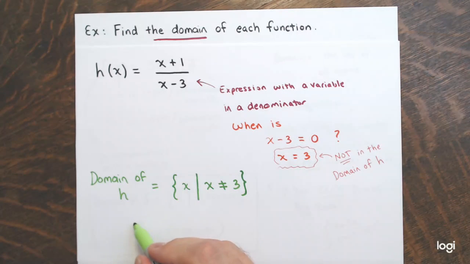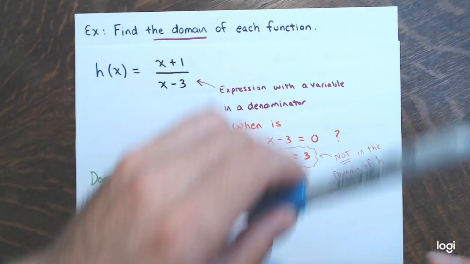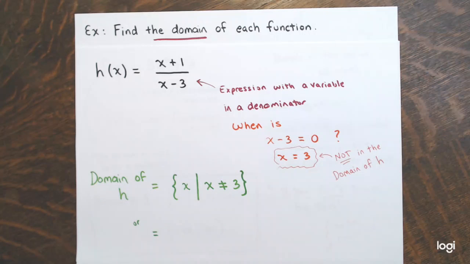Or, if you wanted to do that in interval notation, interval notation here is a little trickier because there are actually two pieces, if you think about the real number line. Here's the real number line.